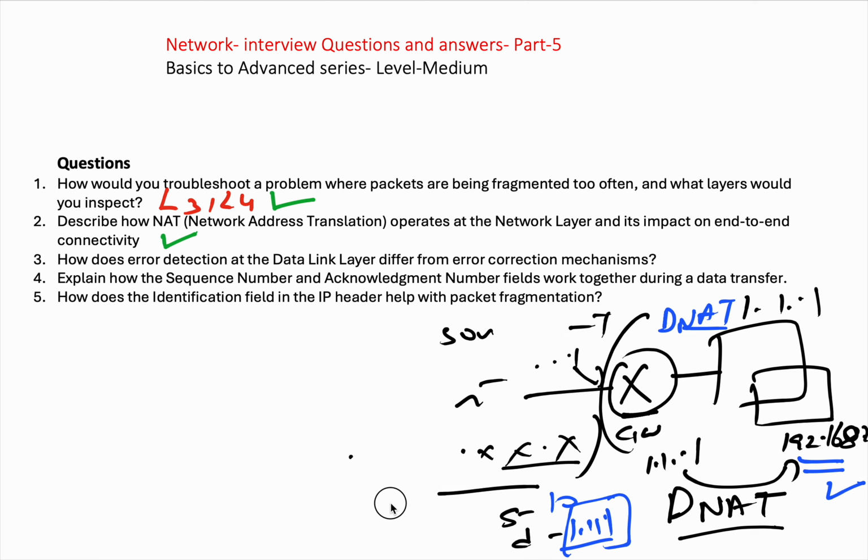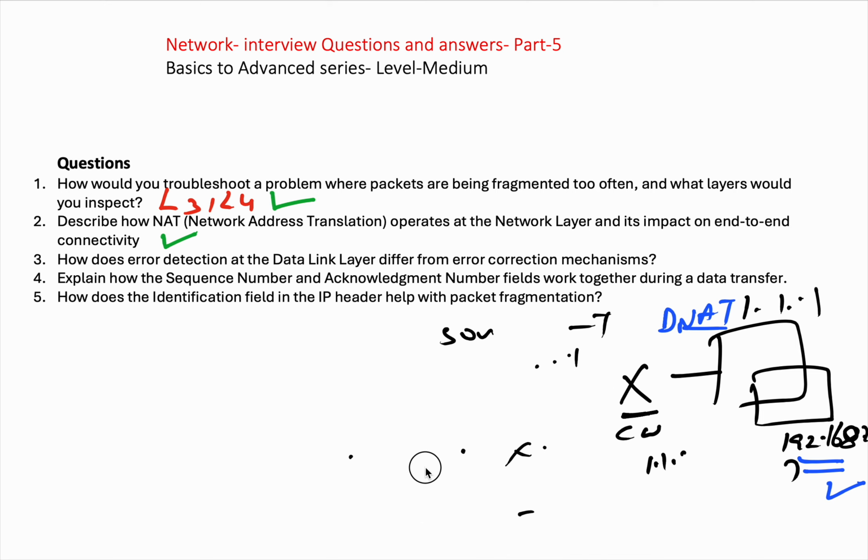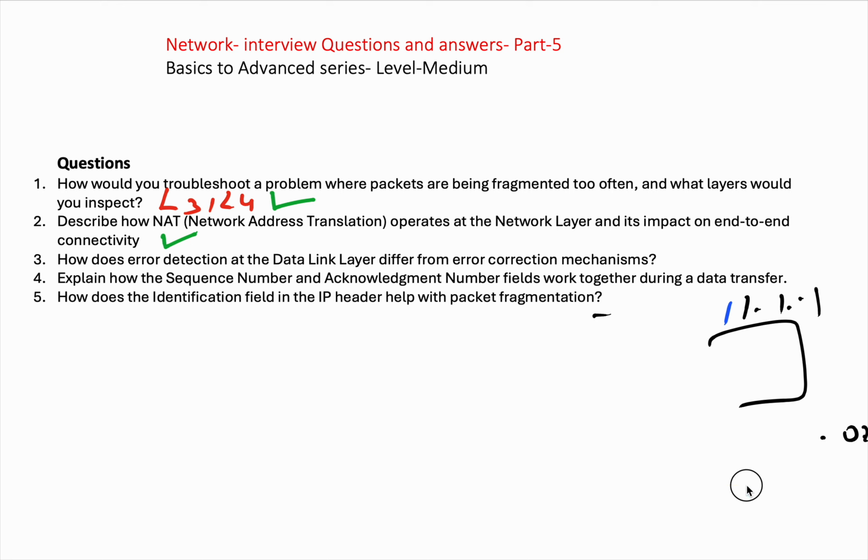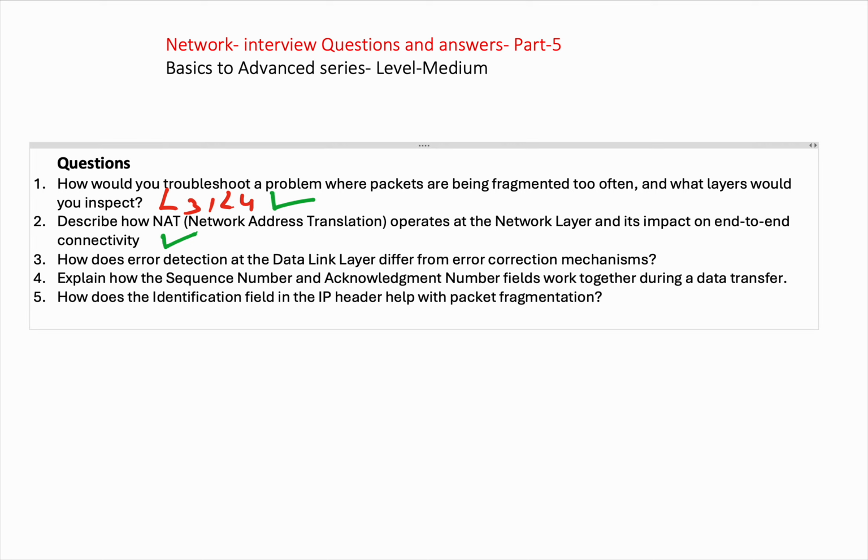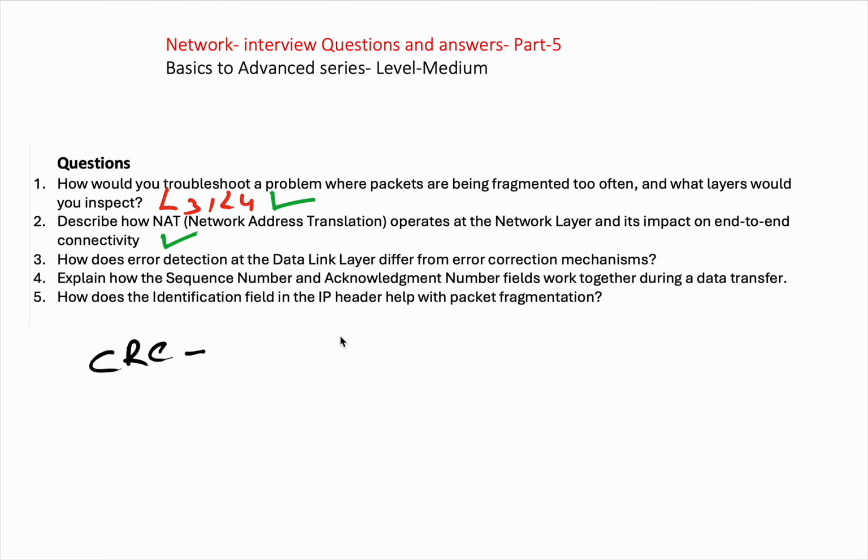The third question is how does the error detection at the data link layer differ from error correction mechanisms? So we have error correction in TCP also, right? How does the data link layer help us with error detection, which is different? Error detection in the data link layer is different because it uses things like CRC, the cyclic redundancy check. You can also say that it does the frame check sequence, FCS. It does it at layer 2 to identify corrupted frames.